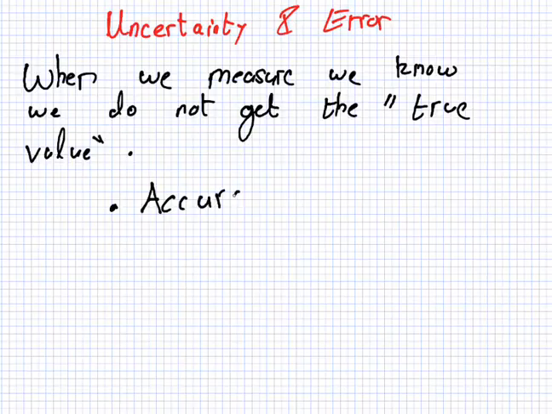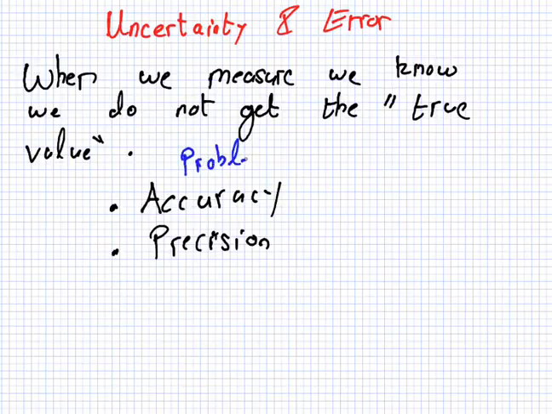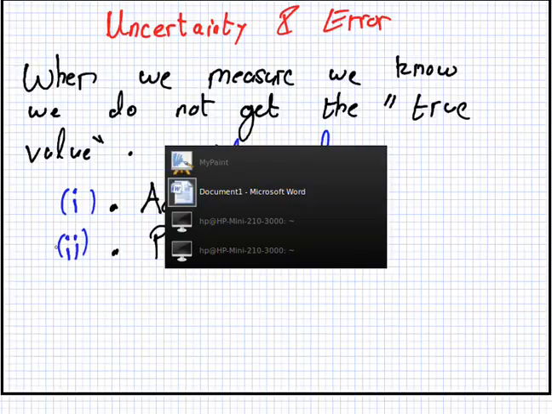So we're dealing with two problems here. First problem is a problem of accuracy, and the second problem is a problem of precision. So I need to explain what each of those words means. So these are problems that cause us not to get the true value. So problem of accuracy and problem of precision. Okay. So since this is quite important, I want to type the definition up so you can clearly see what it is, rather than handwrite it.